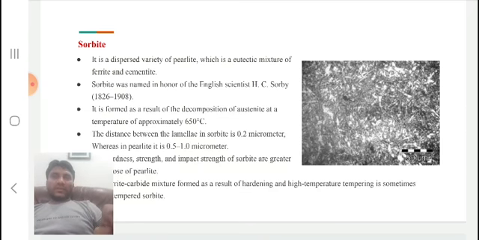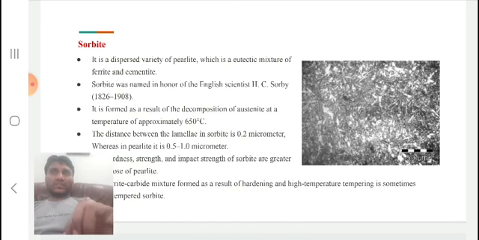So sorbite is a dispersed variety of perlite, which is a eutectic. It is not eutectic. It is a eutectoid mixture of ferrite and cementite. Sorbite was named, as we discussed, after an English scientist, and it is formed as a result of the decomposition of austenite at a temperature of approximately 650 degrees centigrade.